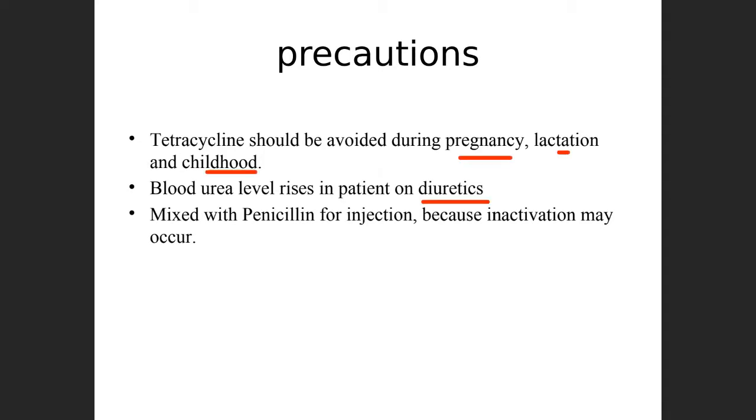Also, people who are on diuretic medications, especially hypertensive people, if they are taking diuretics, in such people, if tetracycline is given, blood urea level will rise, and it can be given in combination with penicillins also.